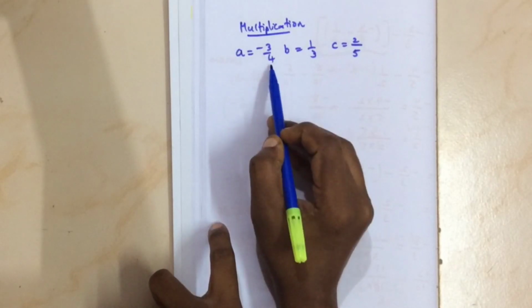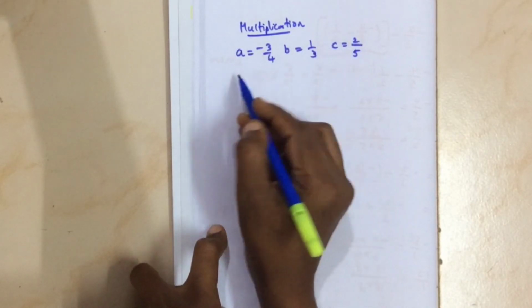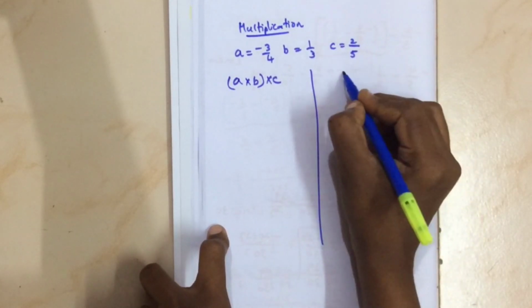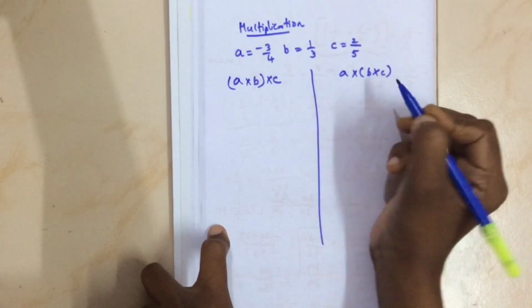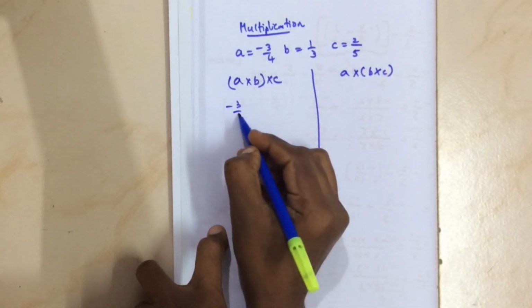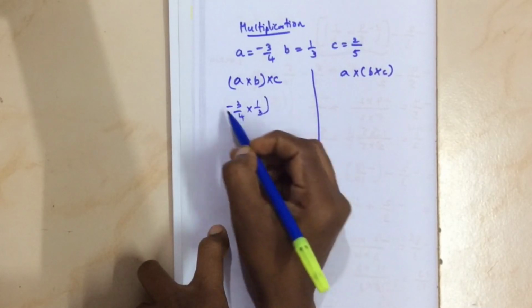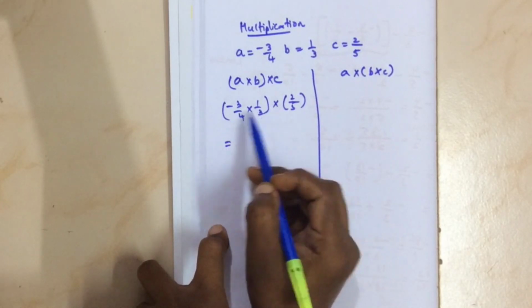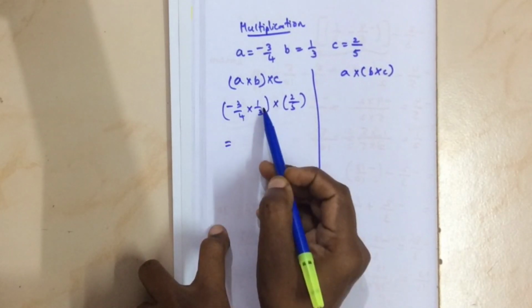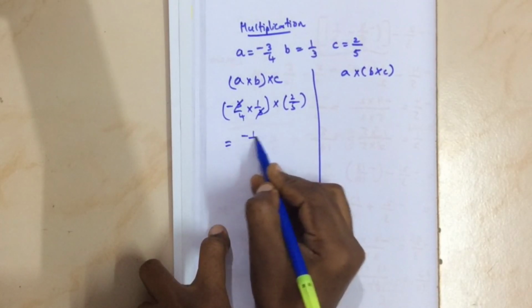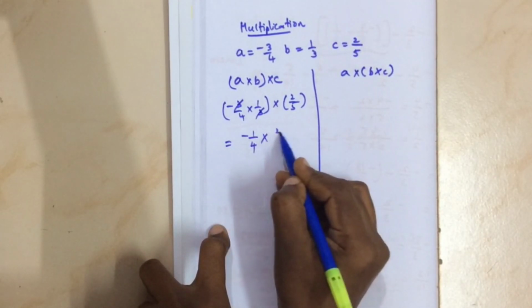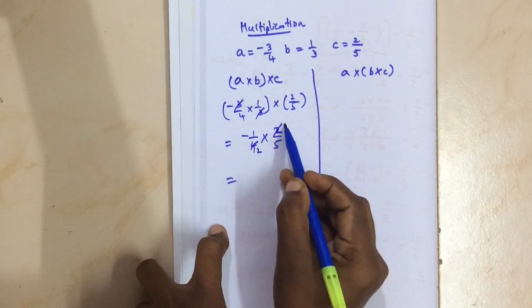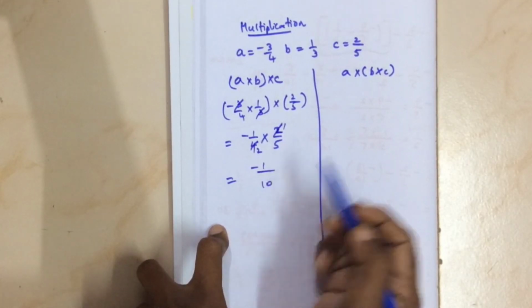So I am taking a as minus 3 by 4, b as 1 by 3 and c as 2 by 5. What you have to see? A multiplied by b multiplied by c, and you have to check whether that is equal to a multiplied by b multiplied by c. So minus 3 by 4 multiplied by 1 by 3 multiplied by 2 by 5, which is equal to, here you have to do this first and again with this. 3 and 3 I can get cancelled, so it is minus 1 by 4 multiplied by 2 by 5, and here I can cancel 2 ones are 2, 2 twos are 4. So here it is 1, so minus 1 by 10.